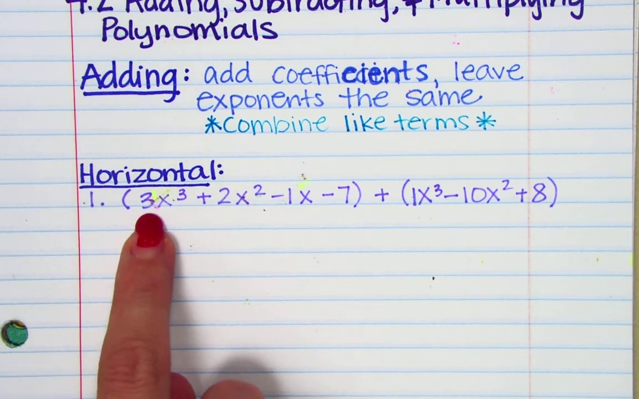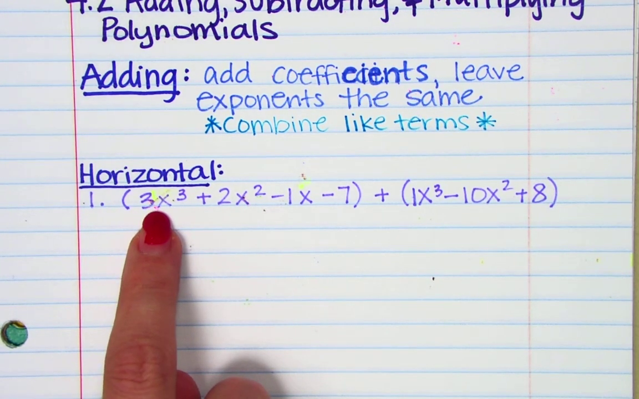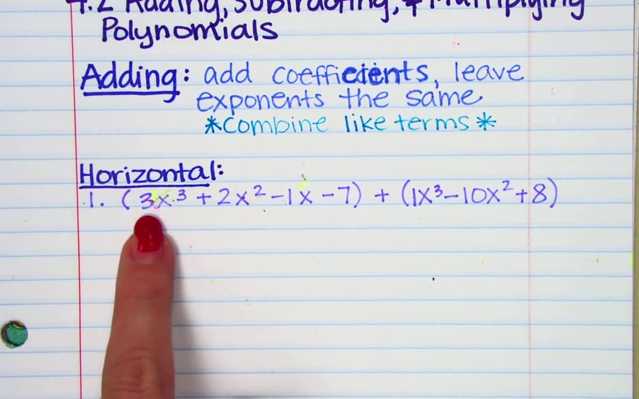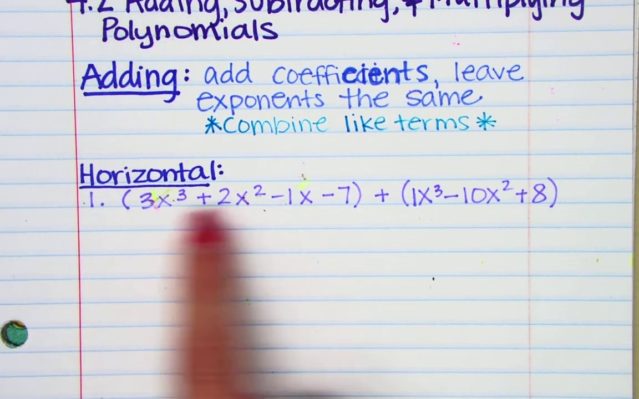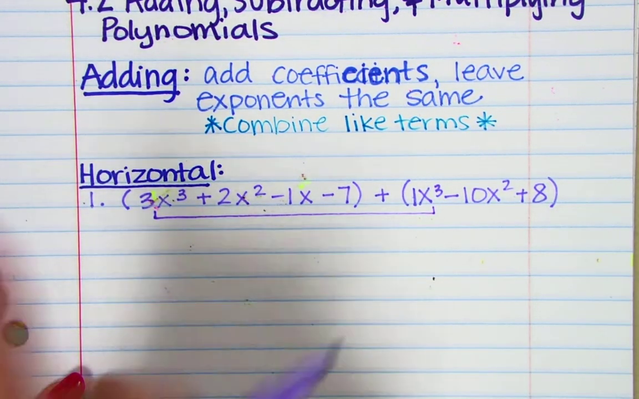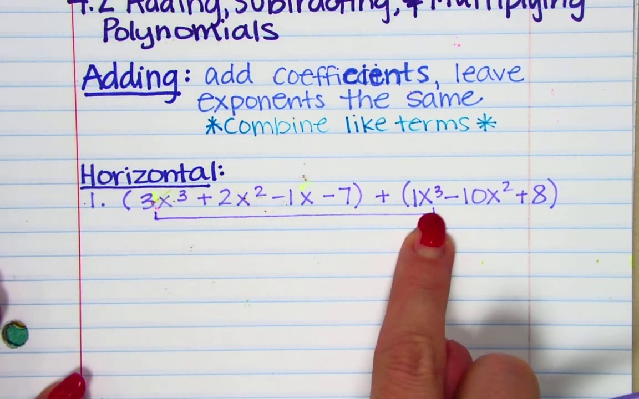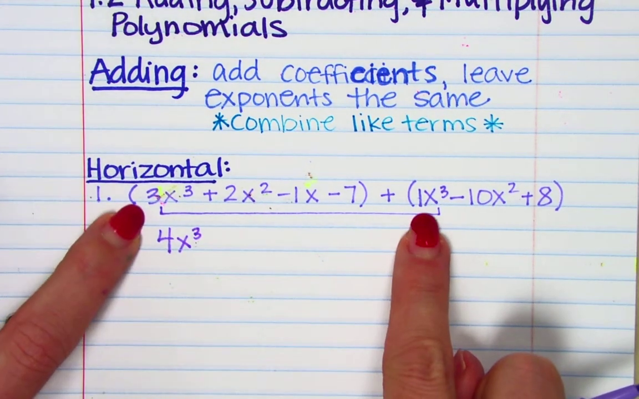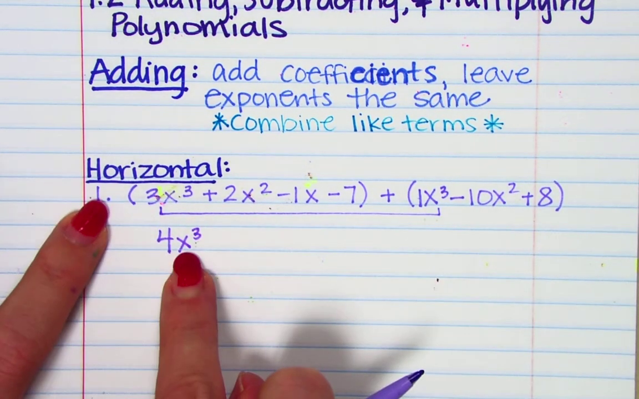I'll start at the beginning. What are we going to combine with 3x to the third power? We're combining something from the first parentheses with the second parentheses. The 1x to the third power, right? They are like terms. So 3x cubed plus 1x cubed is 4x cubed. We add the coefficients, 3 plus 1 is 4, and leave the exponents the same.